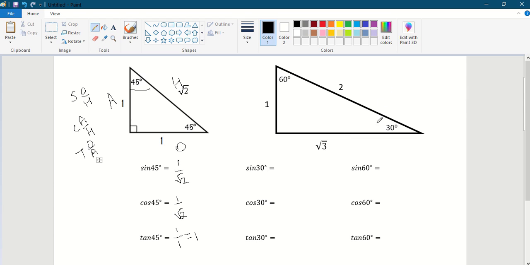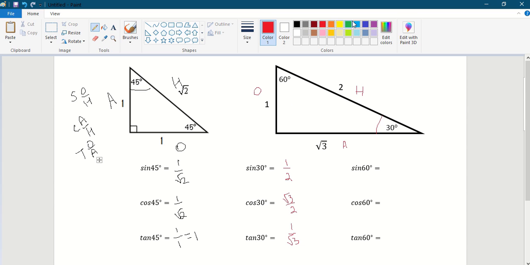Now for 30 degrees, depending on from which angle we are looking at. So let's say we were looking from this angle right here. From this angle, this side is our opposite, this side is our adjacent, and this side is our hypotenuse. So for 30 degrees, opposite is 1, adjacent is root 3 and hypotenuse is 2. So then sine 30 is half, opposite over hypotenuse. Cos 30 is root 3 over 2. And tan 30 is opposite over adjacent. So 1 over square root of 3.